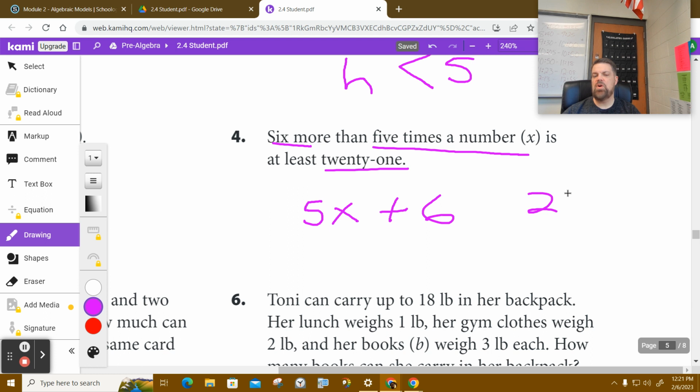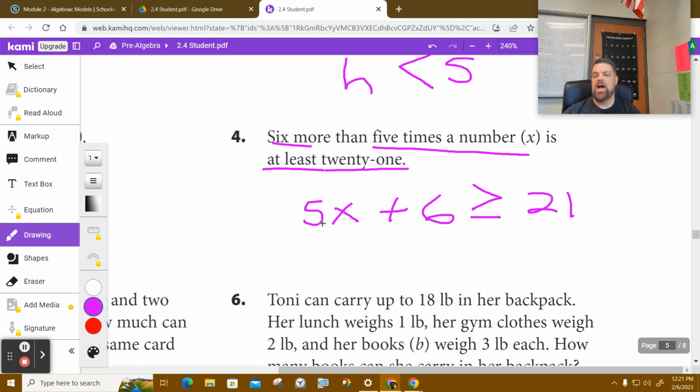And then we have 21, but it says is at least 21. What does at least mean? Less than or greater than? It's greater than or equal to. Good catch. Greater than or equal to. Because when it says at least 21, can it be 21? Yeah, because it can include 21, but it's at least 21.